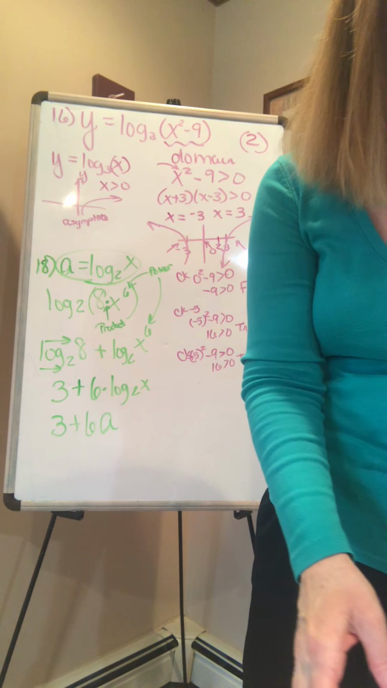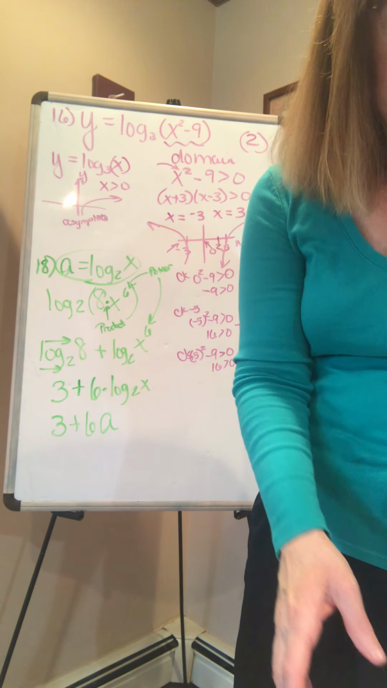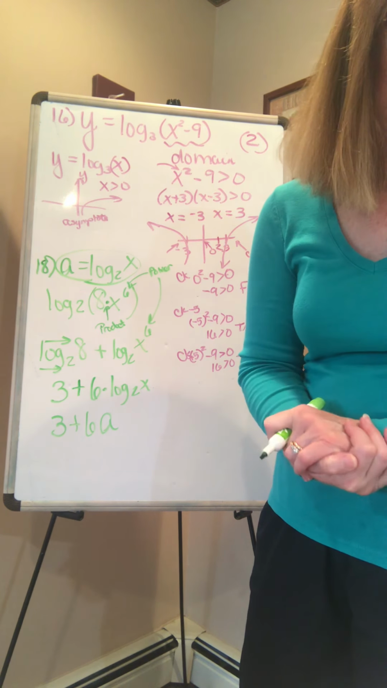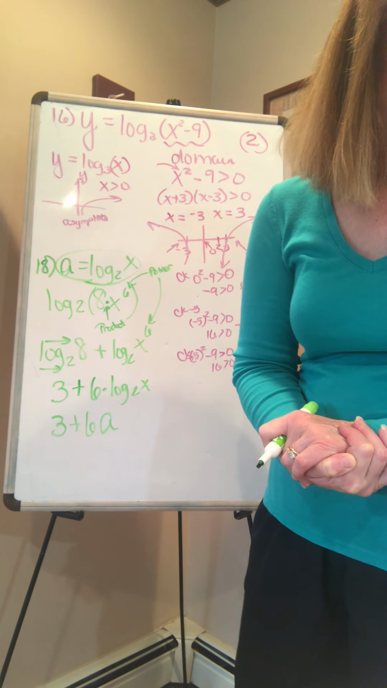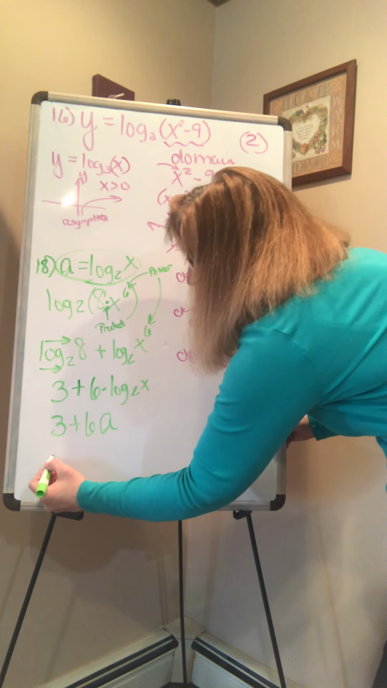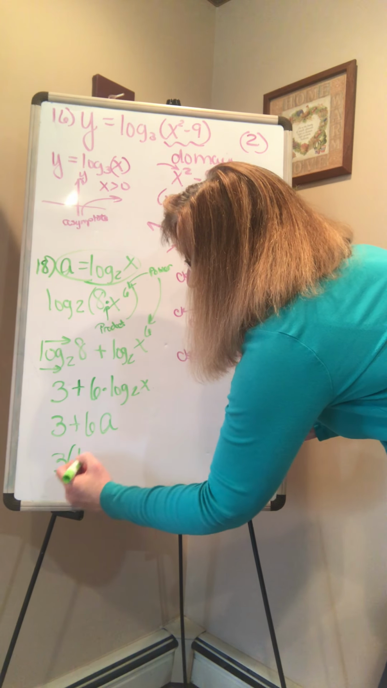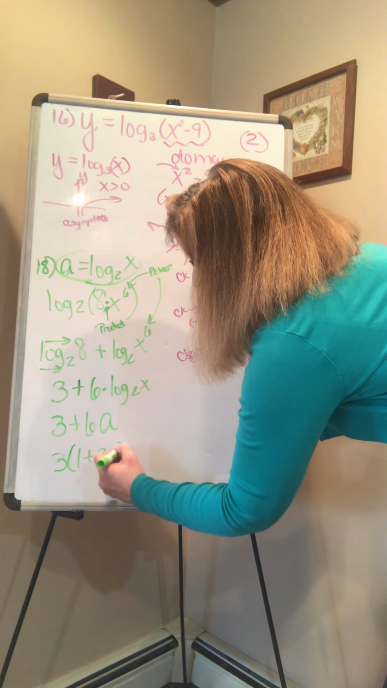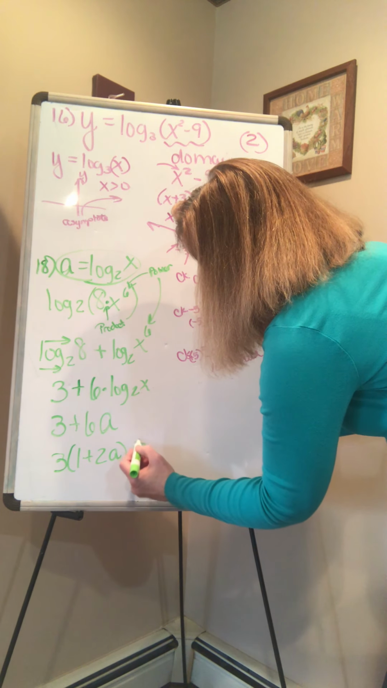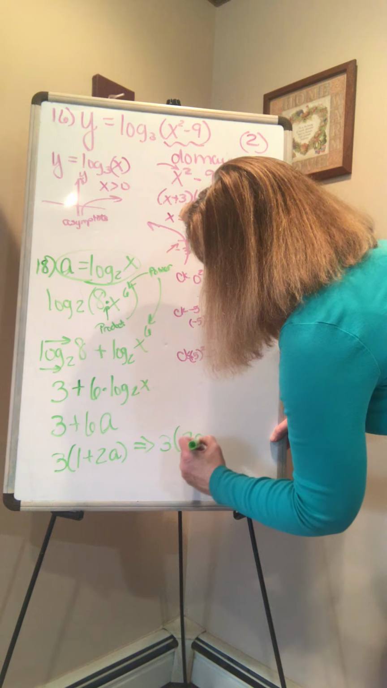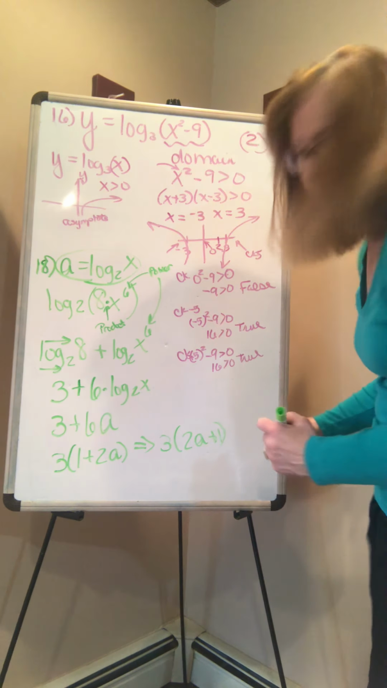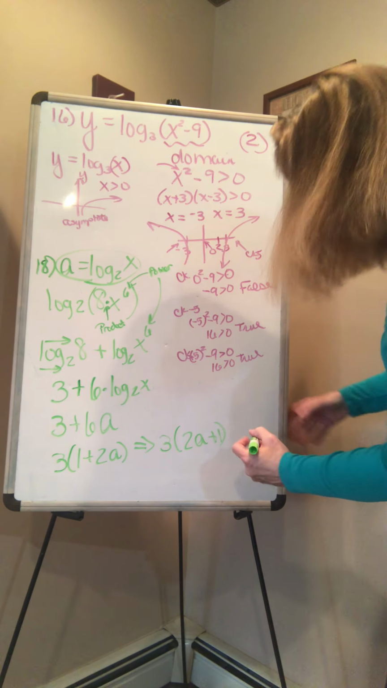And then they factored it. So choice 3, they factored out the 3. And that would be 1 plus 2a. And they then used commutative and have 3 times 2a plus 1. Either way you look at it, it is choice 3.